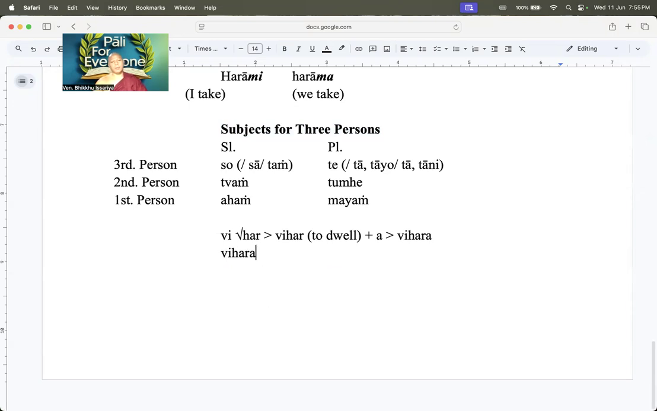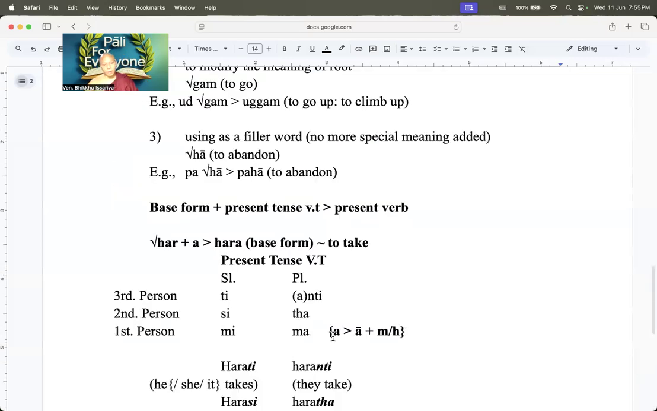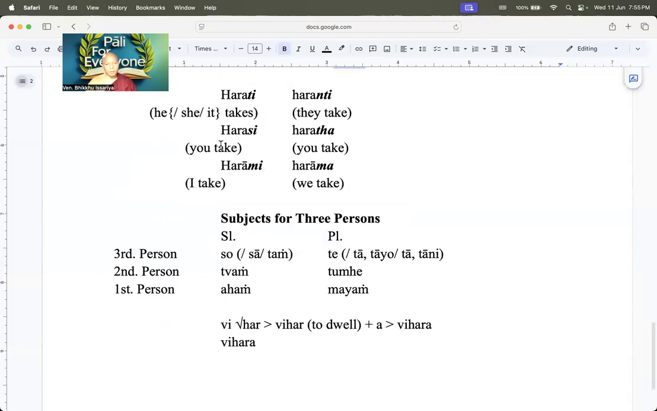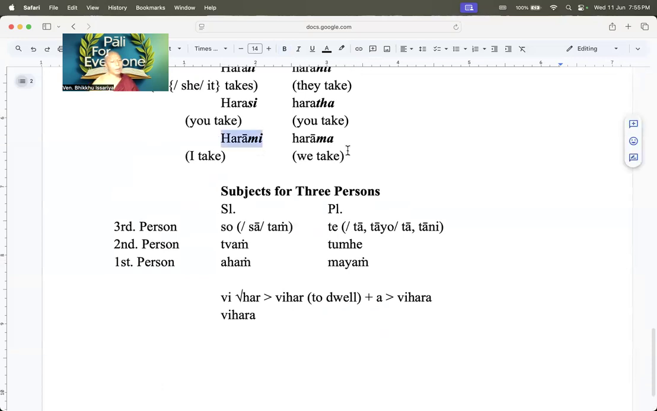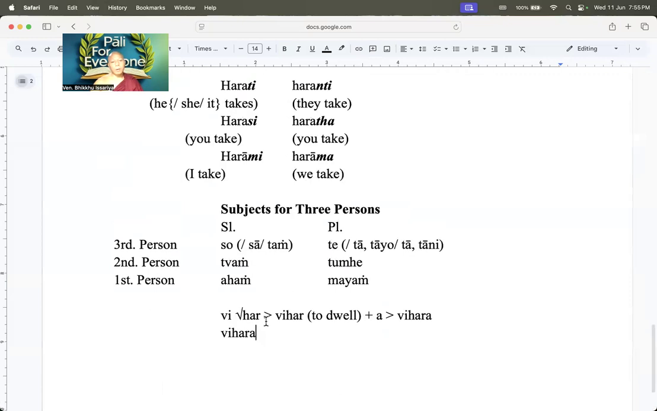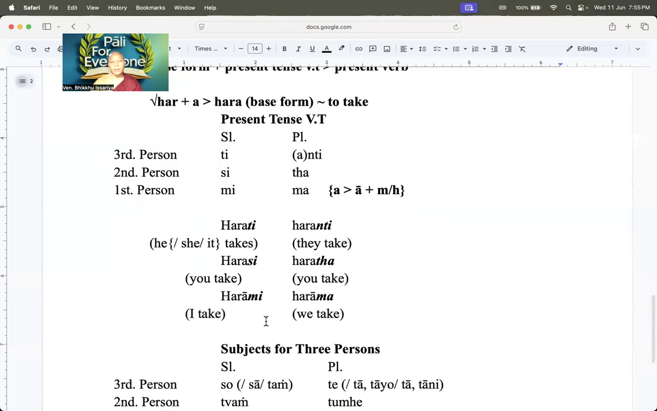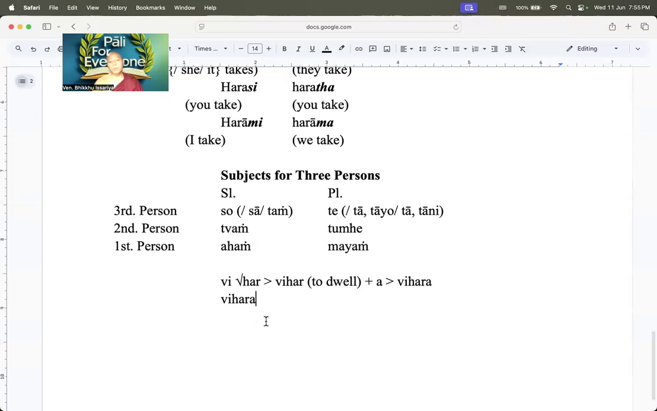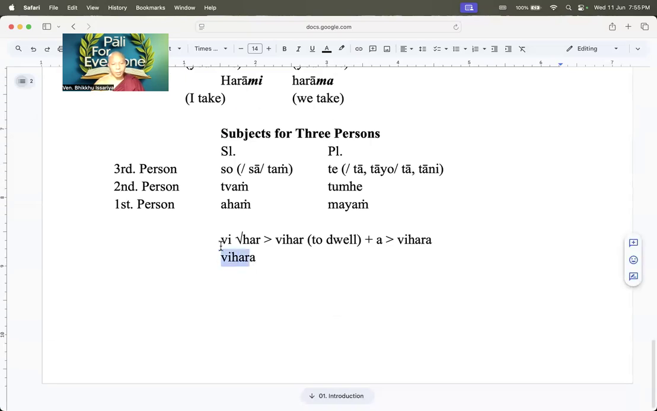So after that, we add di and nti, tha, mi, ma, but only before the mi and ma, by termination I change a to a long a. So this harami, harama, harasi, harata. So in this way, now the present verb system is very clear to us, and also this root is rarely changed.